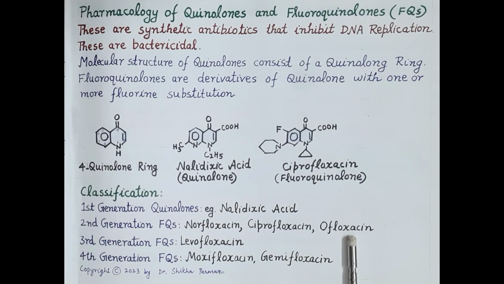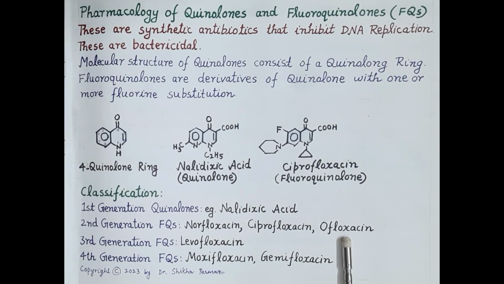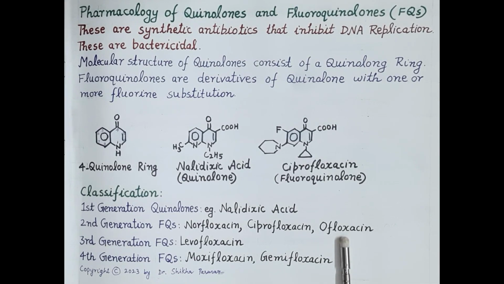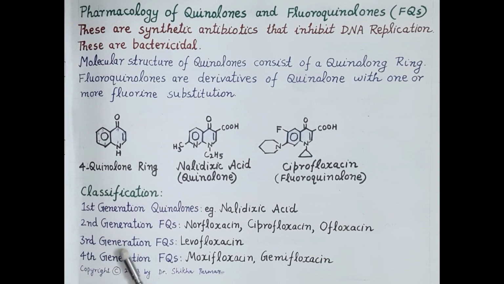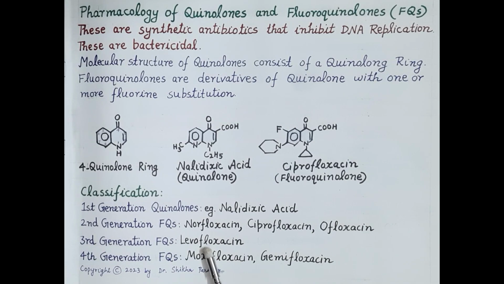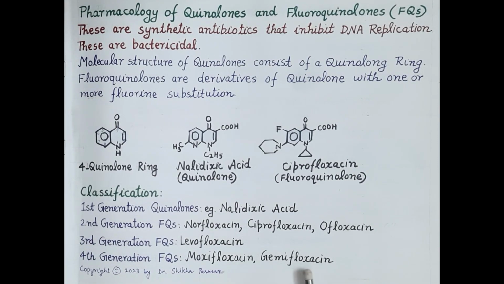Now, in addition to their activity against gram-negative bacilli, they also show limited activity against gram-positive cocci and some low activity against atypical bacteria, that is bacteria without a cell wall. Now levofloxacin is a third generation fluoroquinolone that retains activity against gram-negative bacilli but exhibits improved activity against gram-positive cocci and also atypical bacteria. Now, 4th generation fluoroquinolones include moxifloxacin, gemifloxacin.